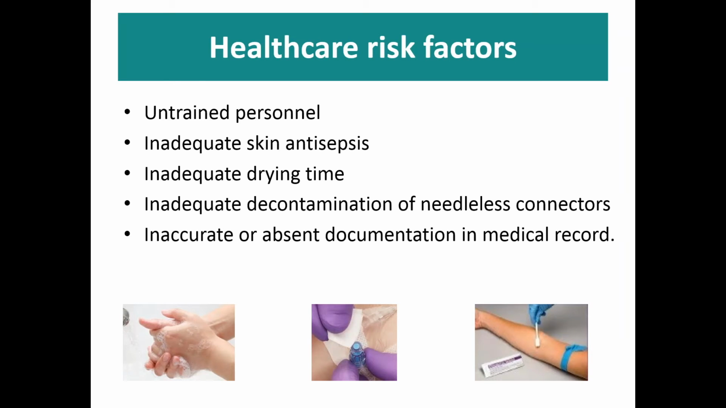Healthcare risk factors. We know that insertion and maintenance of PIVCs by untrained personnel has long been associated with a higher risk of bloodstream infection. Inadequate skin antisepsis technique or insufficient drying time prior to insertion are also risk factors for infection. The recommended method of skin antisepsis is a back and forth scrubbing motion with 2% chlorhexidine gluconate and 70% isopropyl alcohol, or povidone iodine in alcohol for patients with a sensitivity to chlorhexidine. Then allow the site to air dry prior to the insertion of a catheter.